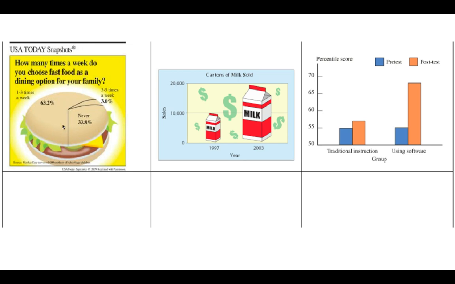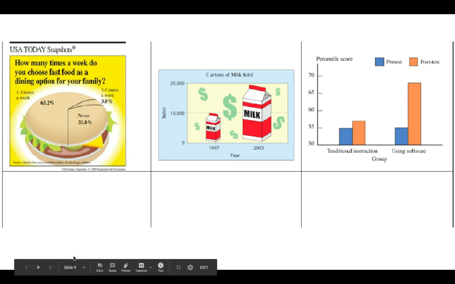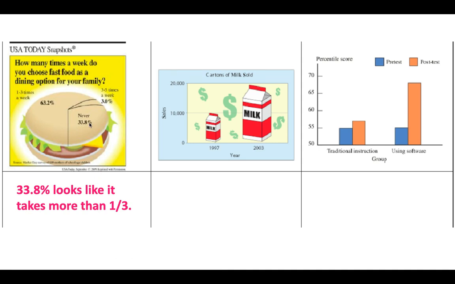This one right here is a very fancy pie chart that looks like a burger to represent how many times a week someone chooses fast food as a dining option for their family. So again, it looks very cute. It's very cool looking, but that 33.8% section looks like a lot more than 33.8%, which should be a third. That looks like more than that, and so we just have to be really careful. And in general, that smaller section looks a little bit bigger. So we want to make sure that we are being careful with 3D graphs.